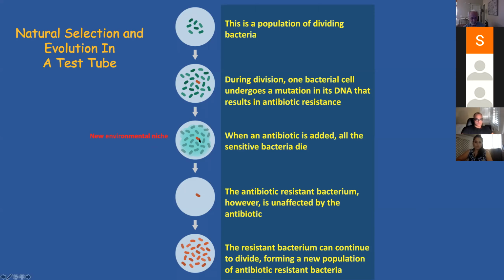And again, this is a true genetic change. It's caused by a mutation to antibiotic resistance. So my point here is that you can see natural selection and evolution occurring in populations that are macro populations and in micro populations. It's occurring all around us all the time.